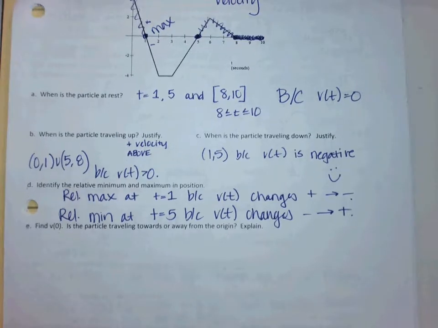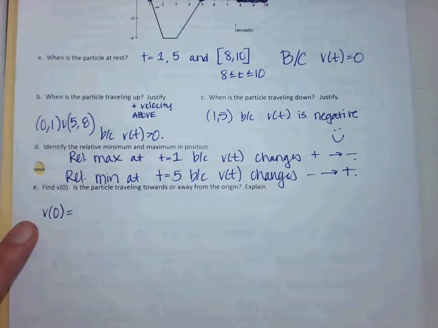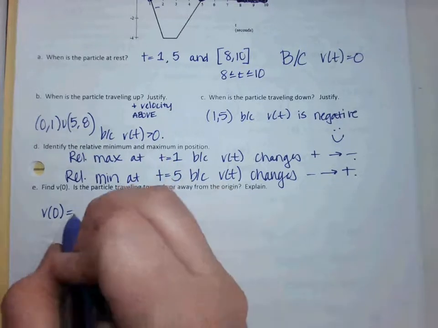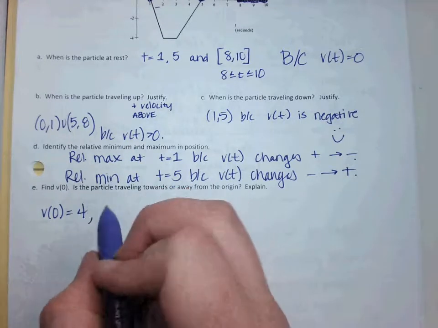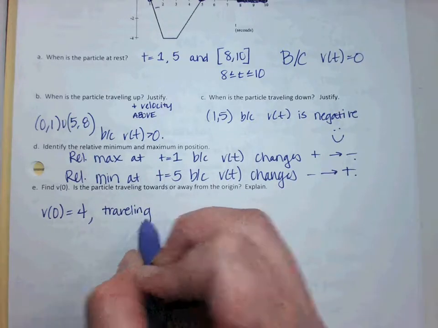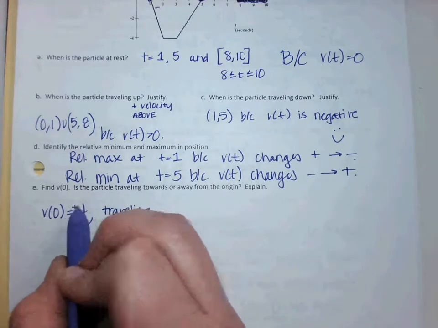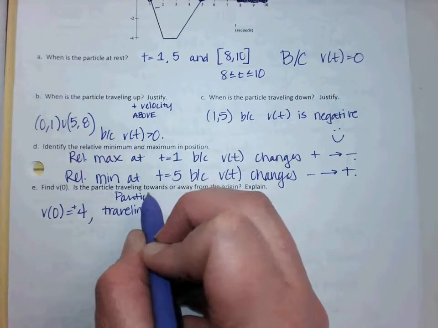Okay, last one. Find velocity at 0. This is a graph of velocity. So what is v of 0? 4. What does that tell me about the particle? Does it tell me where it is or which direction it's going? Velocity. What does velocity tell you? Okay, which way is it traveling? Up or down? 4 is positive. So my particle is traveling up.